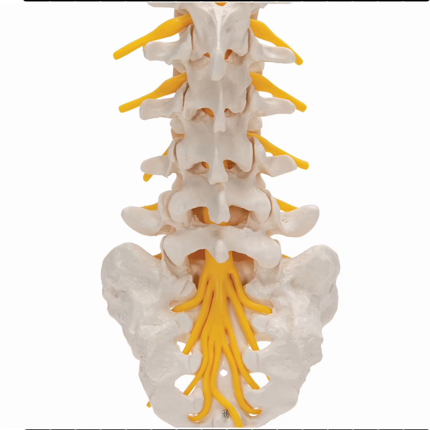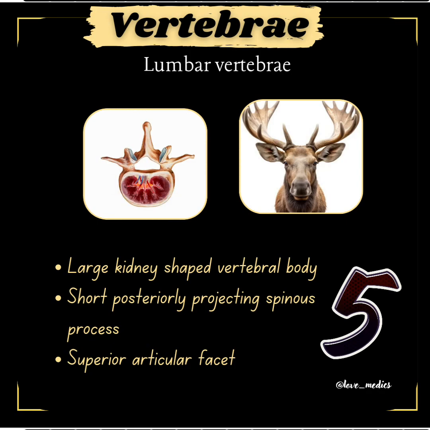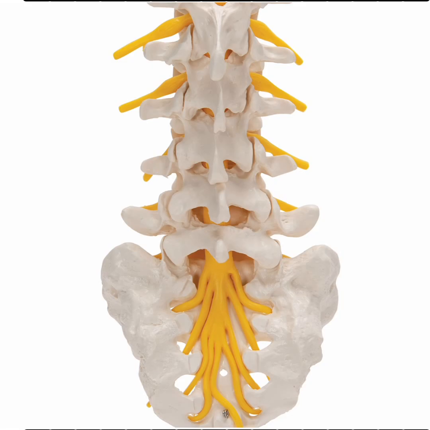Next, lumbar vertebrae. It has a large kidney-shaped vertebral body, a short posteriorly projecting spinous process, superior articular facet and inferior articular facet. This is lumbar vertebrae. Totally 5 lumbar vertebrae are there.